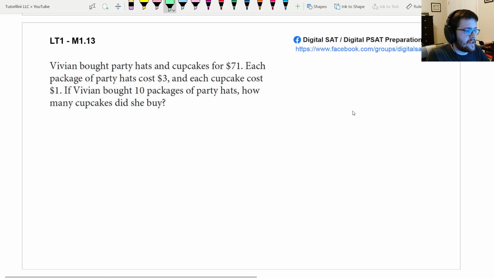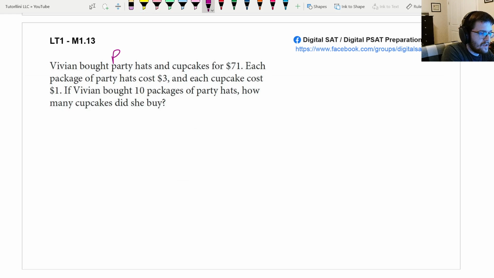Party hats and cupcakes. Each package of party hats costs $3. Okay. So I'm going to call the number of party hats P and the number of cupcakes C. And the P party hats, they cost $3 each. And the C cupcakes, those cost $1 each. So very similar to the one we did before. To find the total cost, we do the number of that thing times the cost per single item.